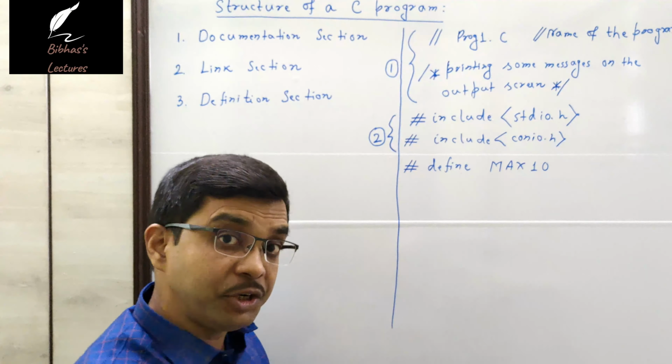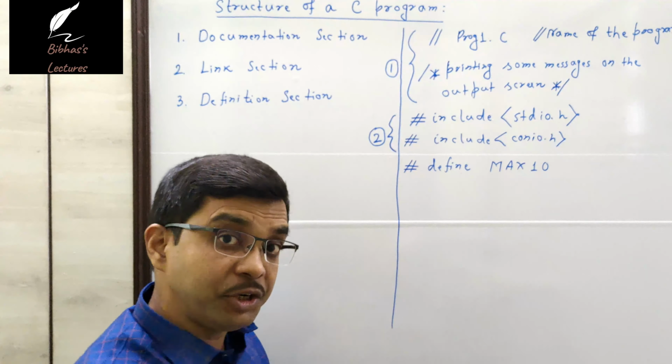Now the fourth one is the global declaration section. Global declaration means there are two kinds of declaration that can be implemented in C programming. One is global and another one is local.